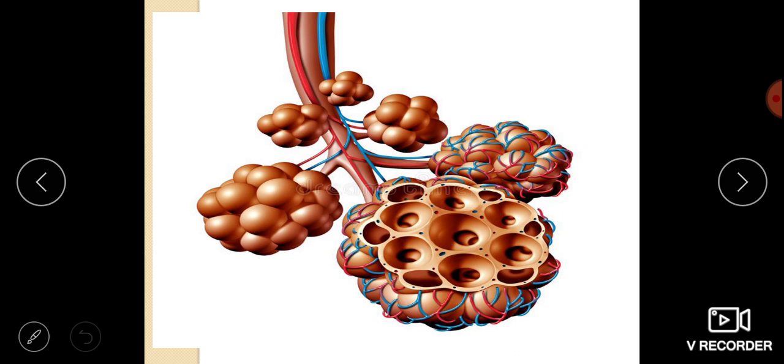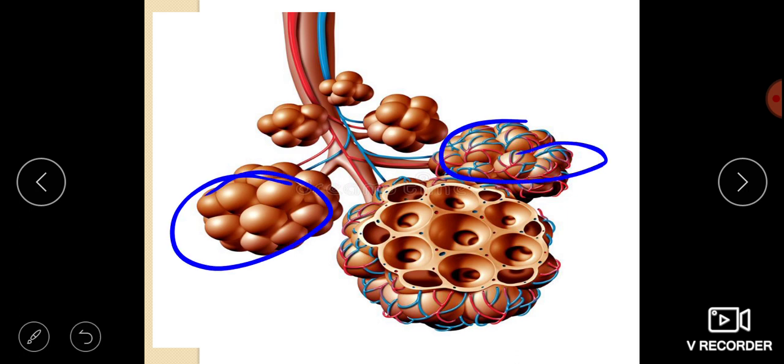Now this is the diagram which shows the bronchioles inside the alveoli. You can see these sacs, air sacs. They are richly supplied with blood capillaries, and their membranes are very thin. They are moist, and as a result they help in the easy diffusion of the gases.